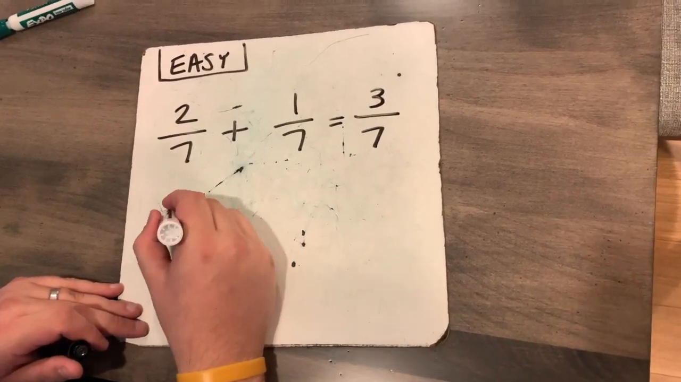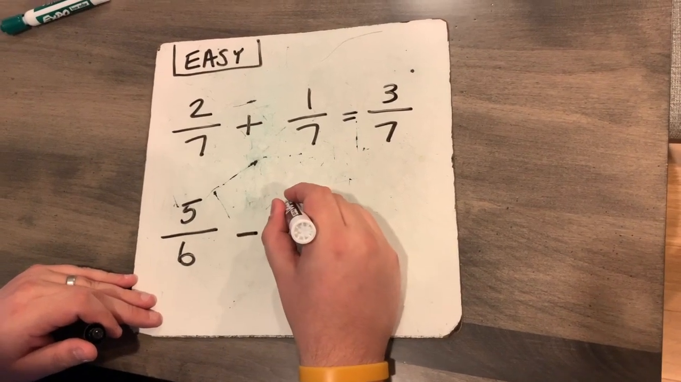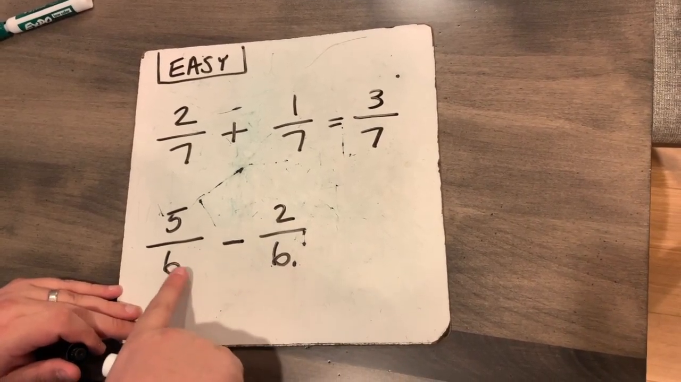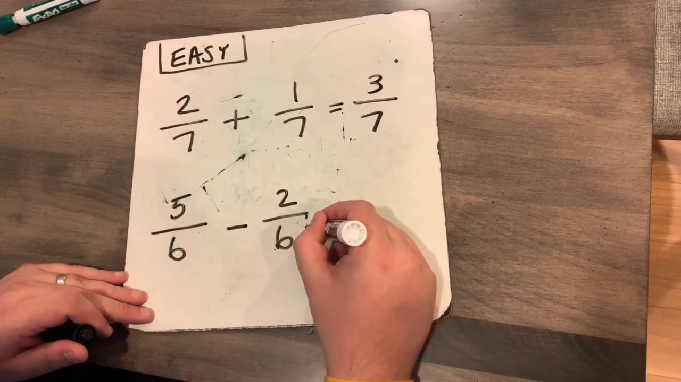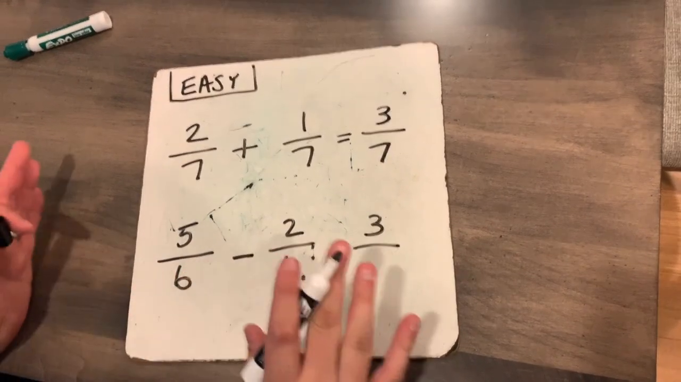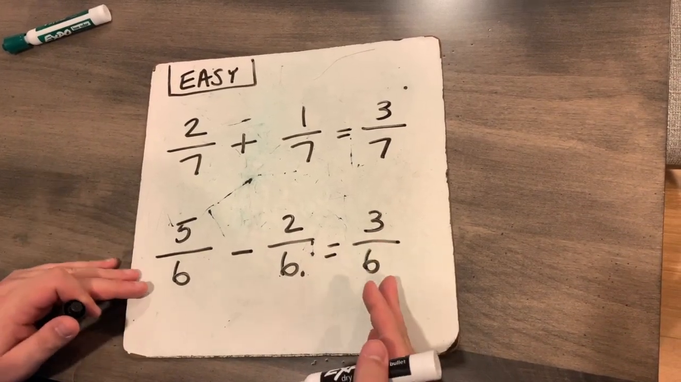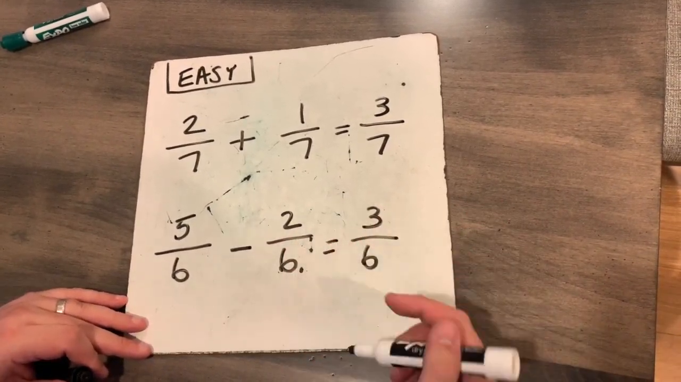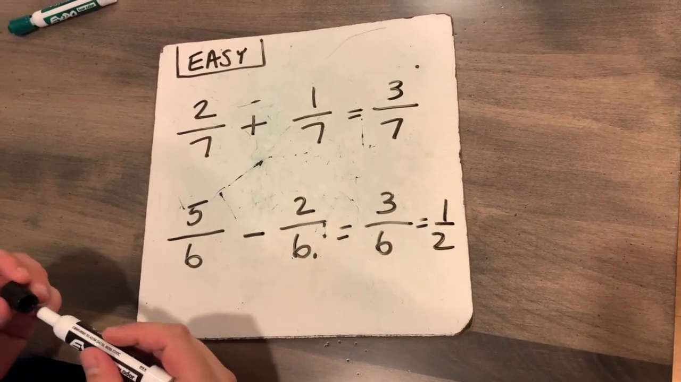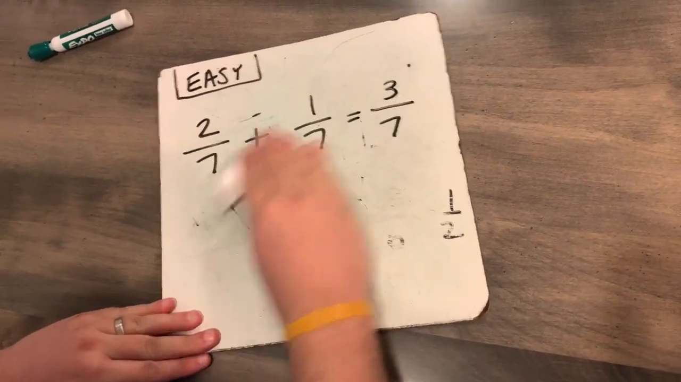If I did it with a subtraction problem, say I had 5/6 minus 2/6 or whatever, I can go ahead and do it because I have like denominators. So 5 minus 2 is 3. We keep the 6 the same, that doesn't change, so that's 6 on the bottom. 3/6, that's good for now, but as we go more and more into fractions, I would hope that eventually we would reduce this down to 1/2 as our best answer. All right, so that's the easy level of fractions.